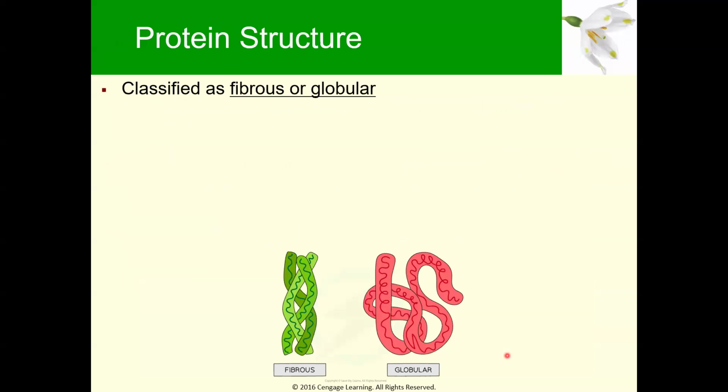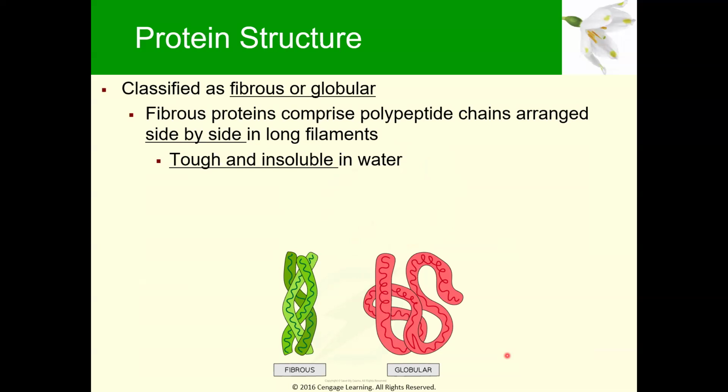Speaking of proteins, we're going to go into some more details about the different types of proteins now. Their overall shape is one of two: they can either be what we call fibrous or globular. Roughly speaking, fibrous proteins are, as the name implies, like fibers. They're straight chains, organized and aligned side by side in long filaments. So fibrous proteins are comprised of polypeptide chains arranged side by side in long filaments.